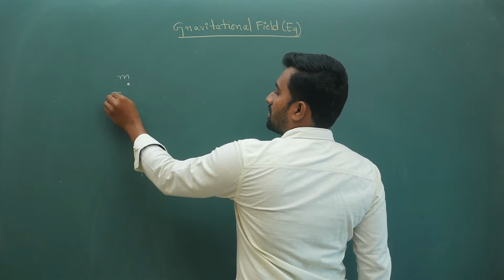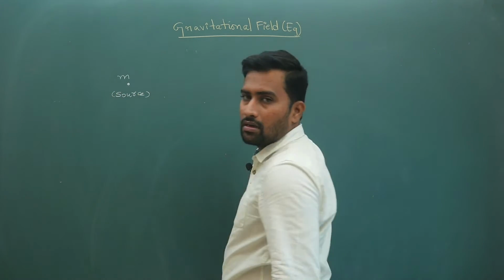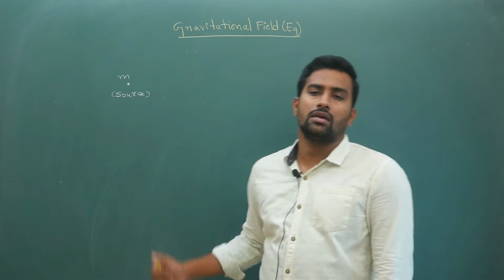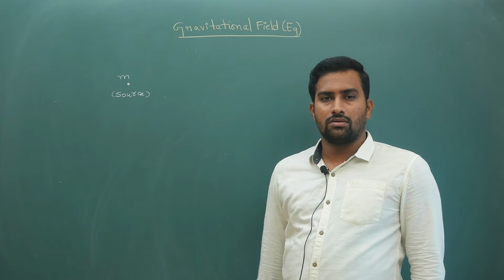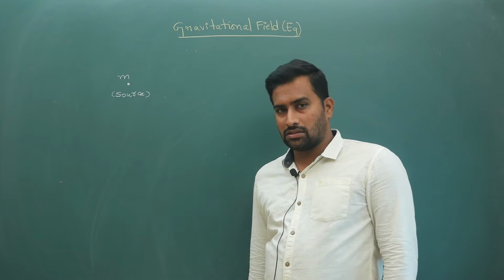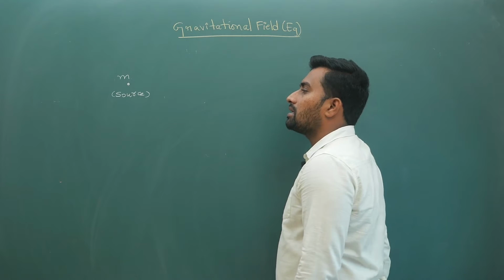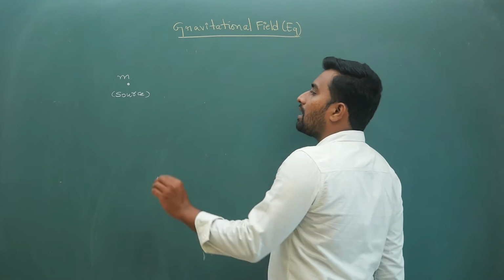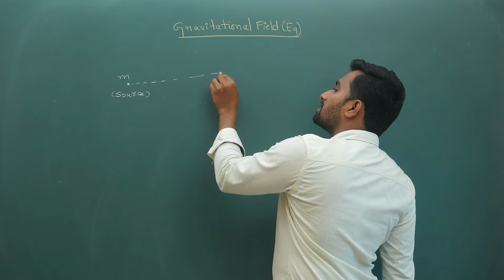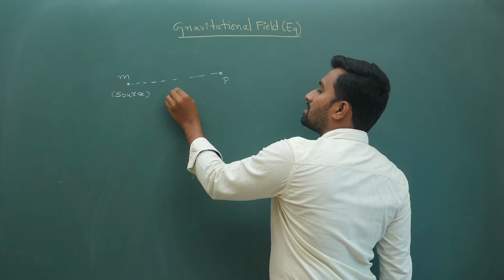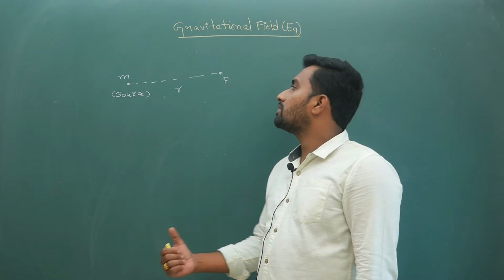Now, let us say you have a mass m. If this mass is your source, the presence of field around this mass will be given by field lines. Field lines will give you the field value. From field you will have force.